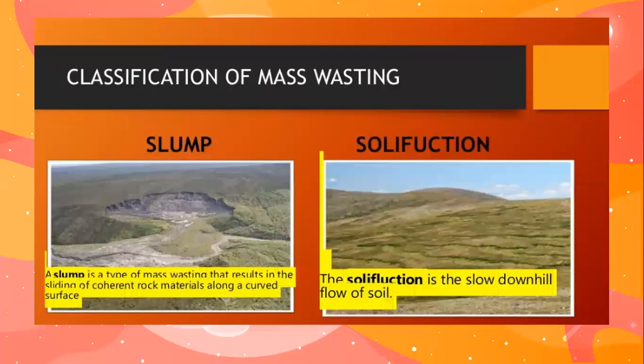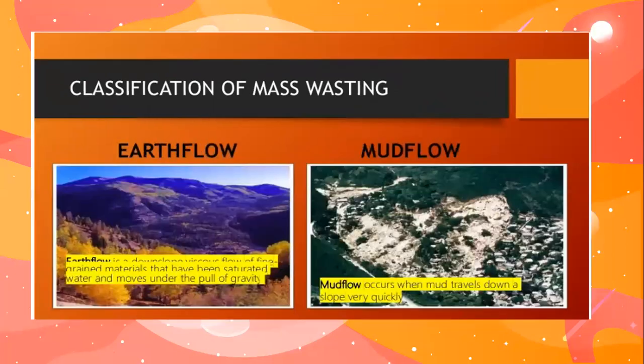Okay, classification of mass wasting. This is what I've said earlier. So slump and solifluction, you can see here that it is only one word. This is the only thing that you need to remember. Slump is a type of mass wasting that results in the sliding of coherent rock materials along a curved surface. So there is a curved surface. Solifluction is the slow downhill flow of soil.